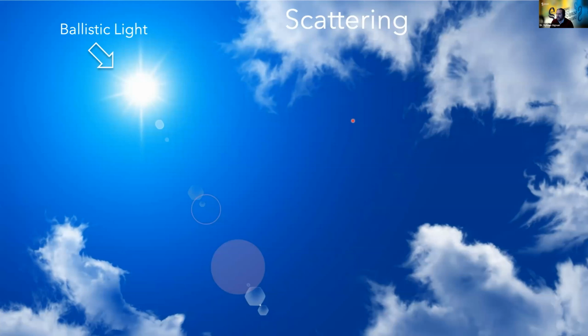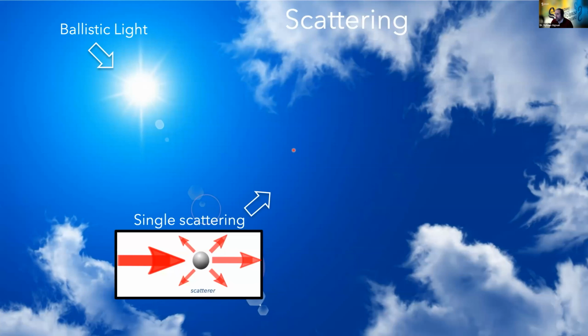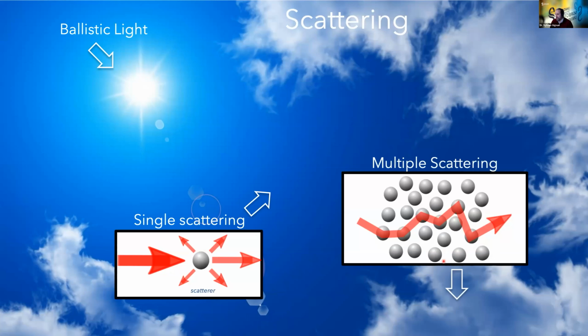It's scattering. This is illustrated in this picture where you have ballistic light coming from the sun. The blue color of the sky is single scattering of the light by the air molecules. The phenomenon of multiple scattering is the clouds, where the light has been scattered many, many times. It's this whitish opaque medium that light has a hard time penetrating.